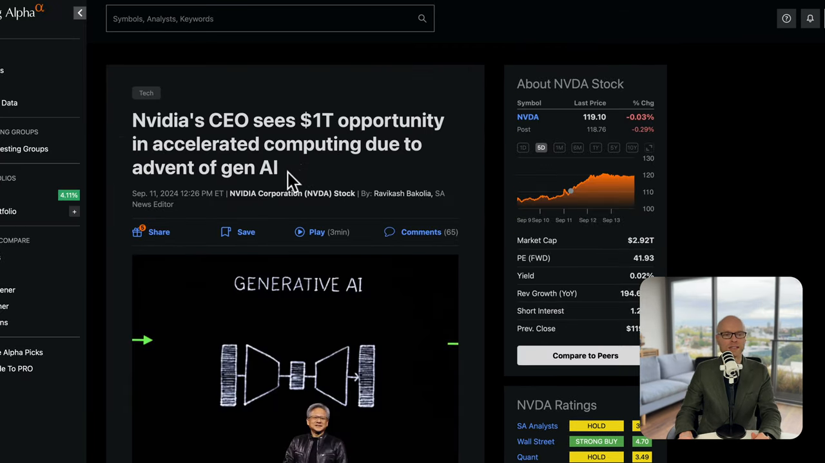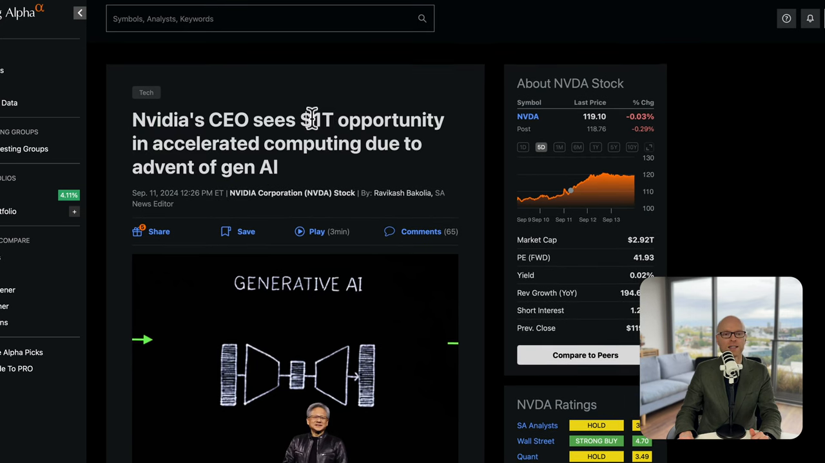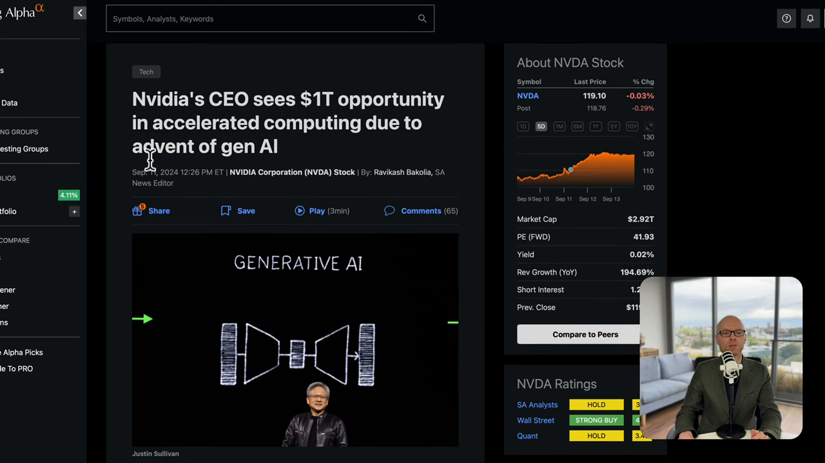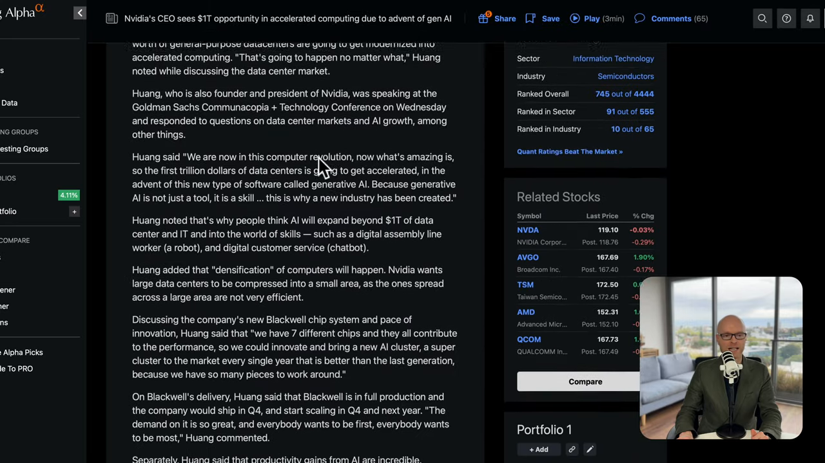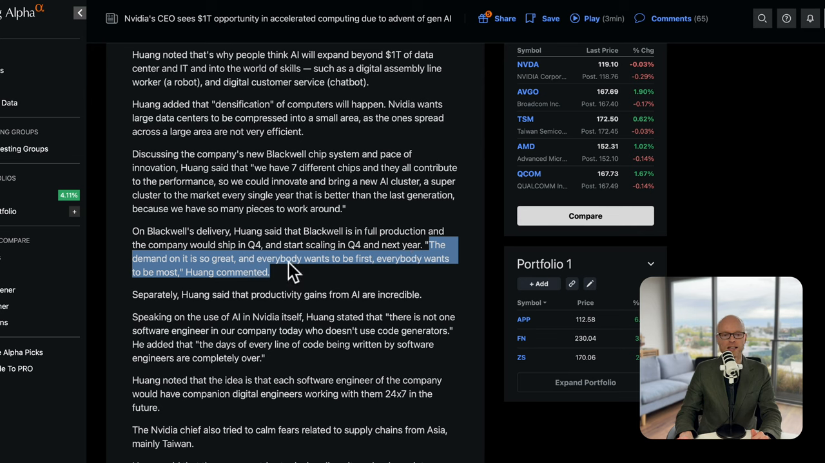One of the most recent news that everybody should pay attention to is that Nvidia CEO says $1 trillion opportunity in accelerated computing due to advent of Gen AI. And in particular, he said the demand is so great and everybody wants to be first, everybody wants to be the most. That just gives you a small hint that Nvidia is unlikely to stop growing in the next couple of years, and we just cannot imagine what opportunities are ahead of this company.